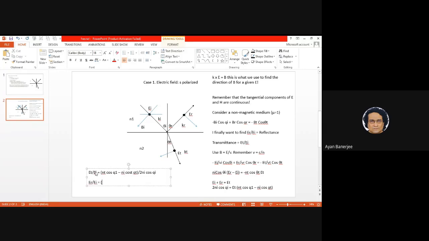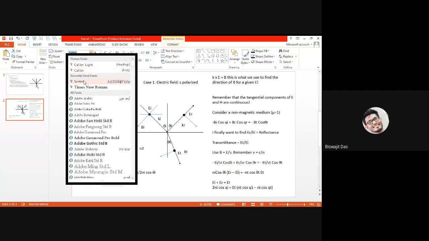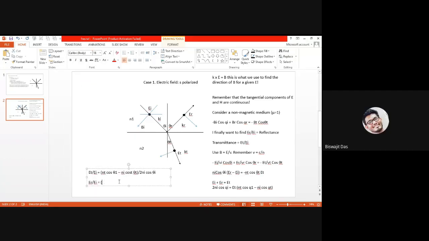ER by EI क्या होगा? हाँ, क्या होगा? You have to write down ET by EI. Yeah, ET by EI will be the other way around, transmission. So that will be the other way around: 2 Ni cos theta I over that thing, which has a plus sign, not minus. उल्टा लिखा क्या? Just check that out. हाँ, ये उल्टा लिखा. Correct, you're right. ये आ गया है.